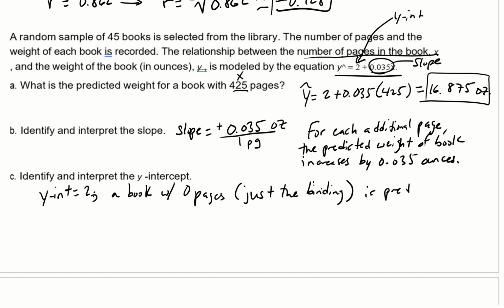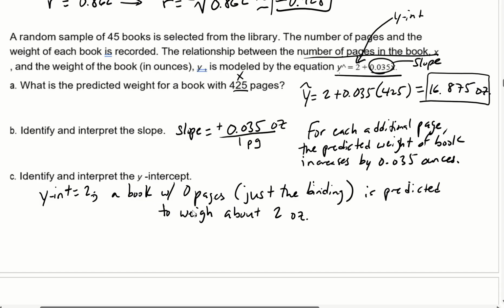is predicted to weigh about 2 ounces. All right, that's it for that one.